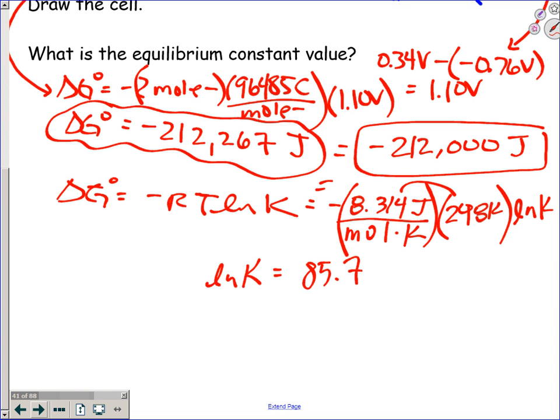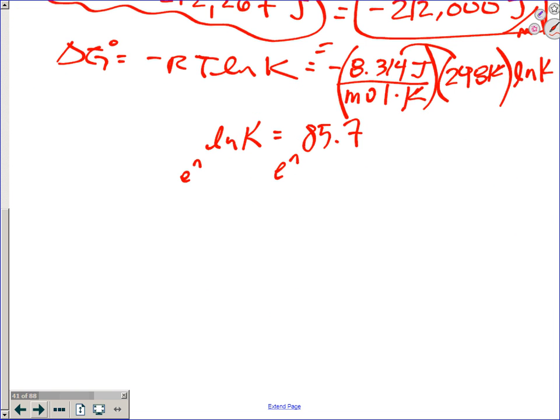What are K's units? Non-existent, right? So we're good. We know that these units are going to cancel. Kelvin cancels. Joules per mole is related to technically joules per mole. So the K is going to have no units. So then how do you offset LM? E. And that gives us K to be what?